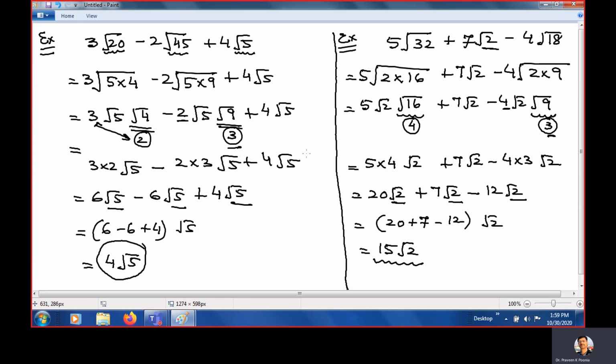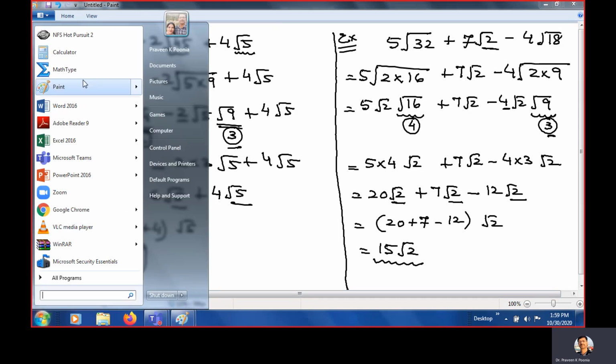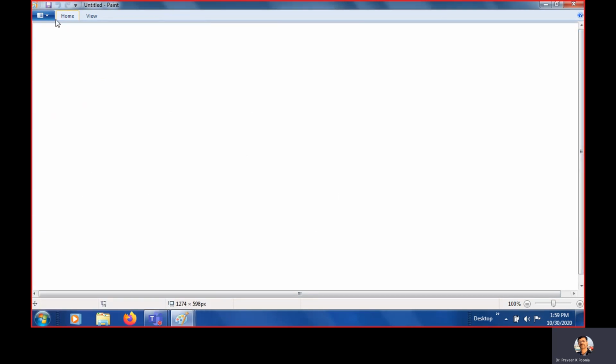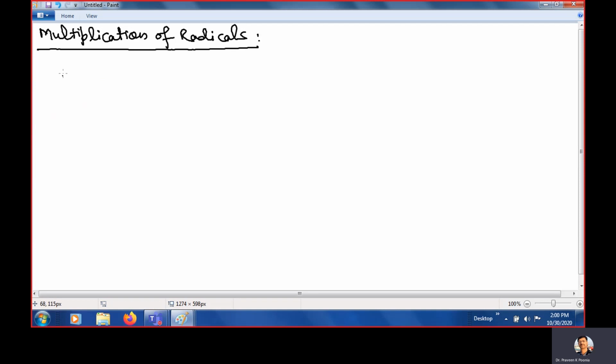Clear? But when we come to multiplication, it is a different procedure. Multiplication of radicals. In multiplication of radicals, you need to give attention to two things. What is it? Square root x into square root x is always equal to x. That means x power 1 upon 2 into x power 1 upon 2 is equal to x. This is property number 1.